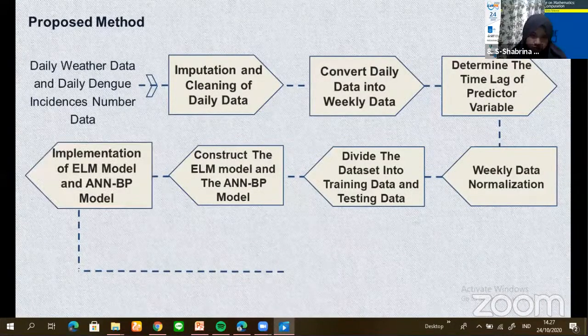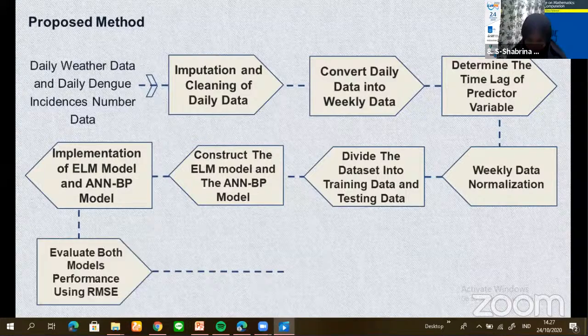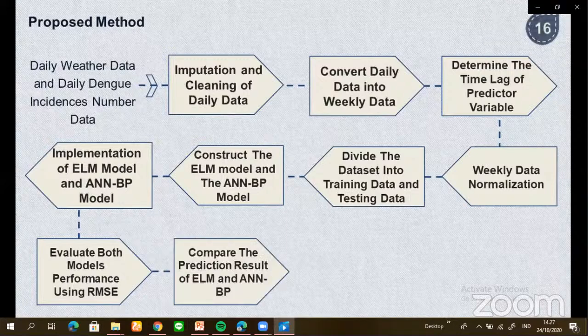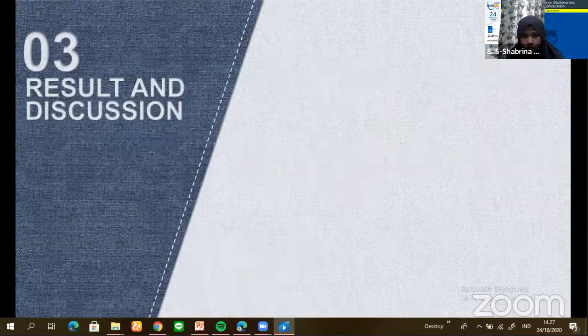After we construct the model, we will do the implementation of the ELM and ANNBP models. Then the performance of the models will be evaluated by using the RMSE formula. And finally, we also compare the prediction results of the ELM and ANNBP models.